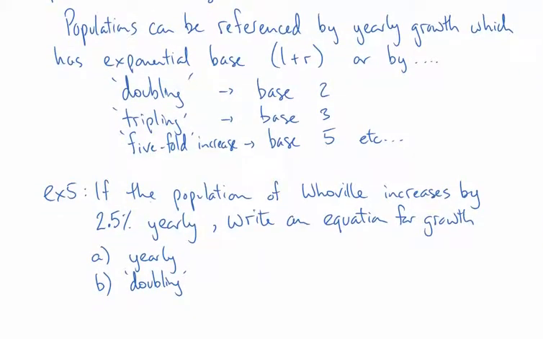Here's an example. It says if a population in Whoville increases by 2.5% yearly, write an equation for growth that's yearly. Pause and try that. That should be fairly straightforward for you to do.